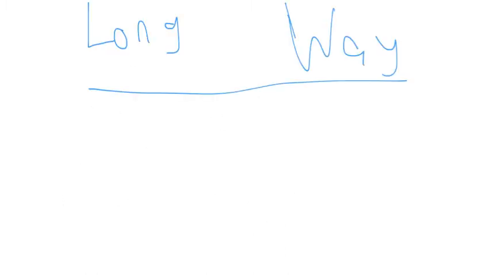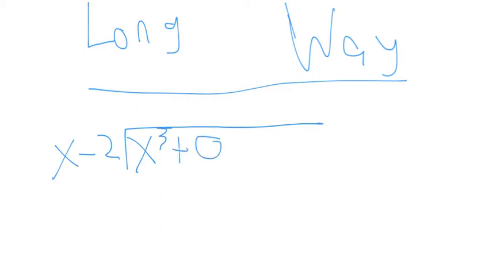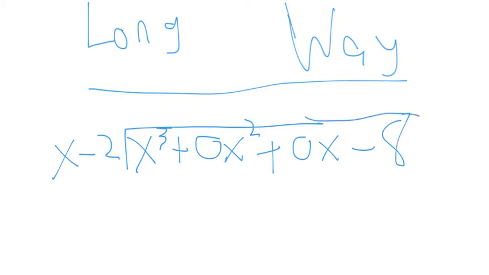Now if you were to do this the long way, you'd have x minus 2 on the outside of the division bar. Then x to the third. Now since there's no x squared term, that'd be plus 0x squared. Since there's no just x term, that'd be plus 0x and then minus 8. You have to account for every x term between x to the third and the constant, or else you're going to end up making a mistake.